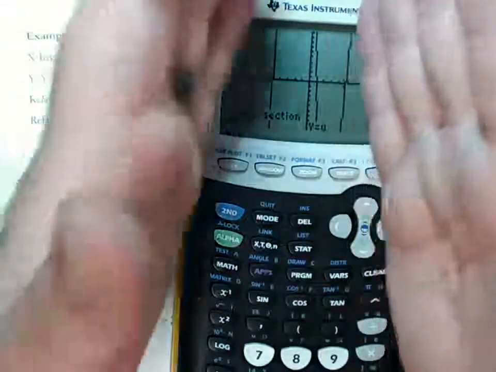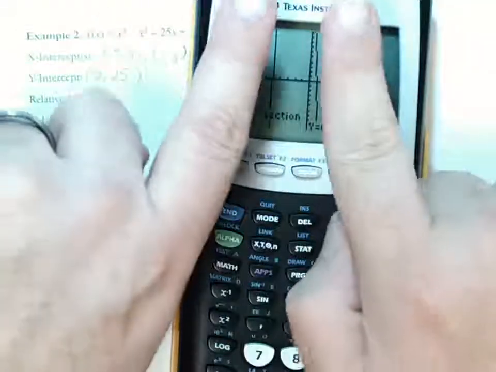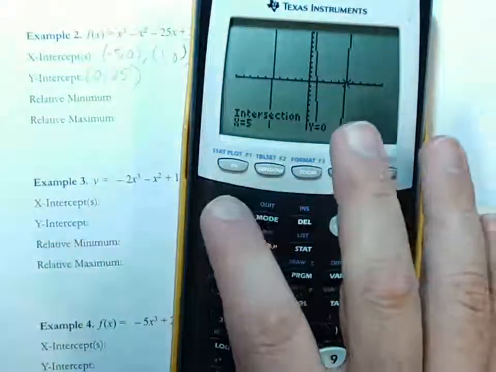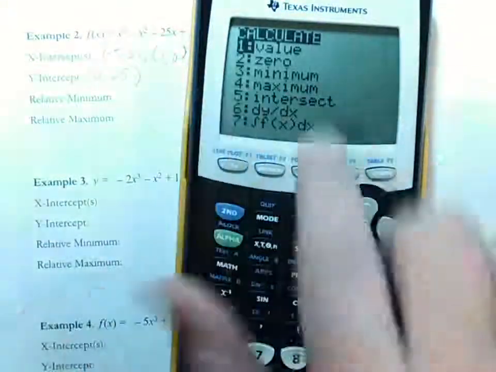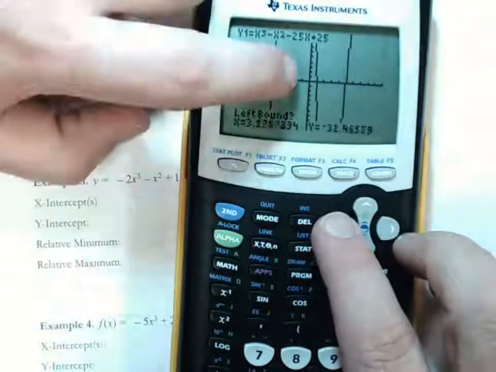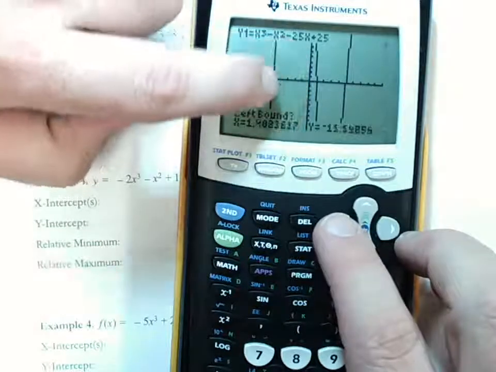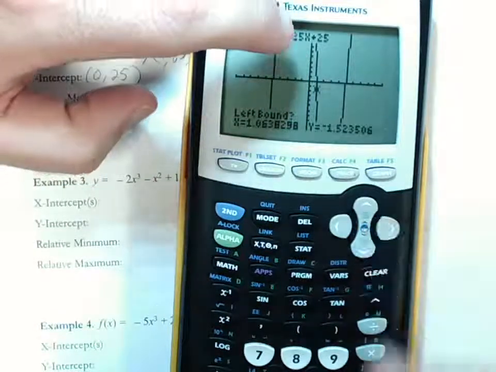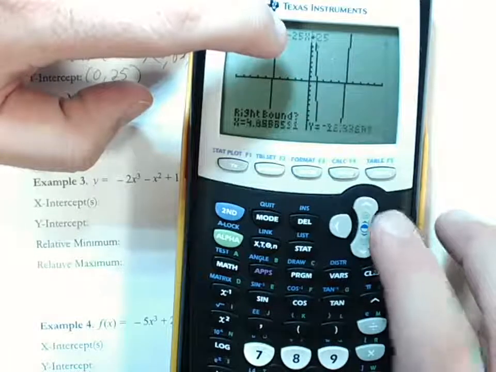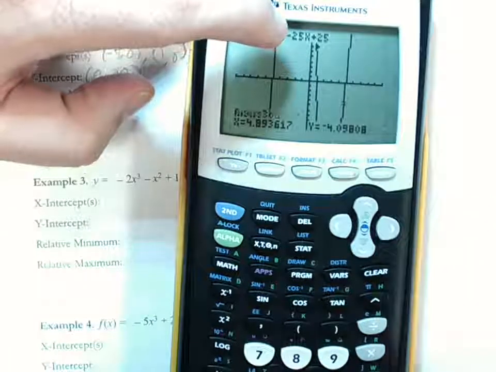You can tell from the way things are leaning, right? This is going towards a vertex here, and this is going towards a vertex here. I'm going to hit second trace. I'm going to do the minimum, 3. Let's see. And I'm going to wait till I can see my blinky cursor in here somewhere. That's good. And then we'll arrow back to the right. There it is. Enter, enter.